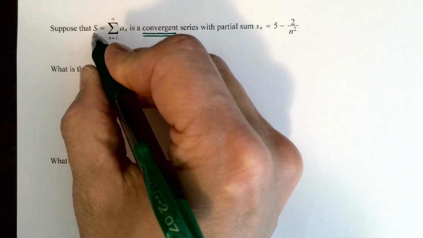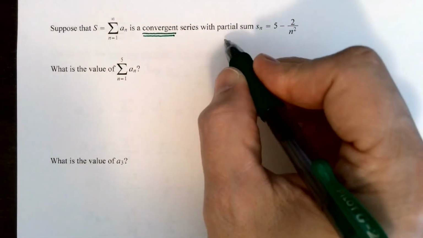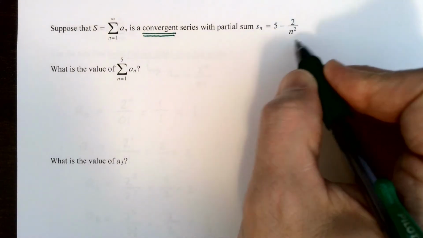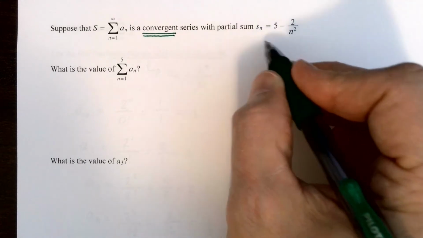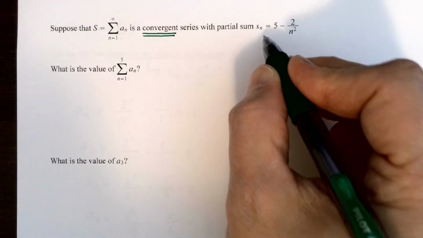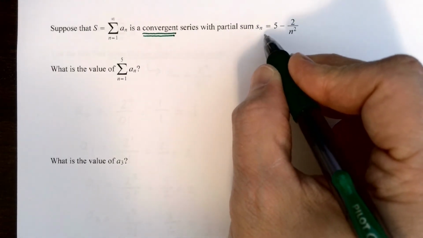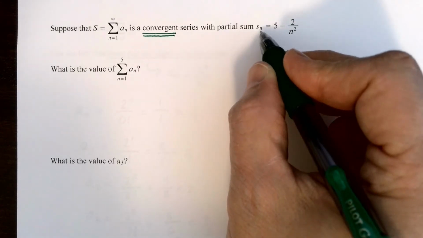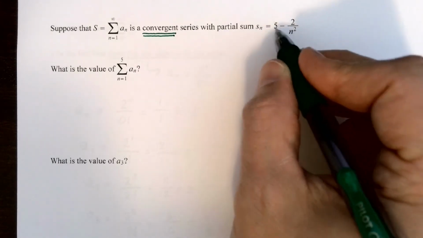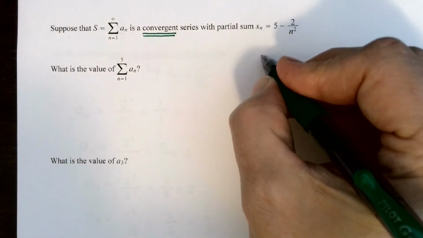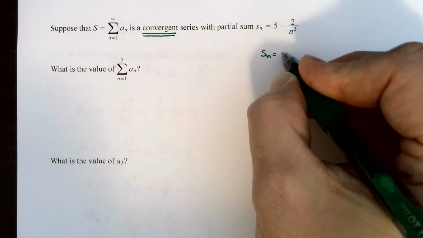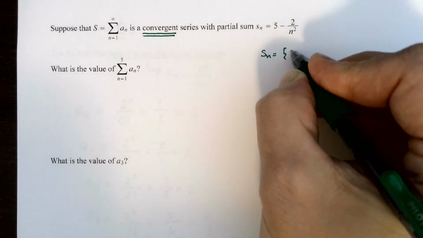And S, therefore, is the sum. And it has a sequence of partial sums where the nth term of that sequence of partial sums is this, right? What's the first term in the sequence of partial sums? Well, when n is 1, I get 5 minus 2 divided by 1, 5 minus 2, I get 3, right? S of n would be the sequence. When n is 1, I get 3.